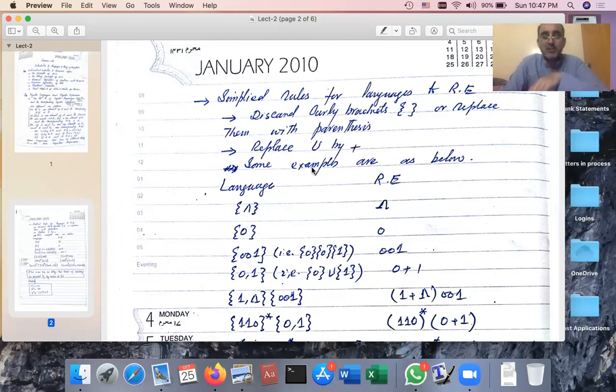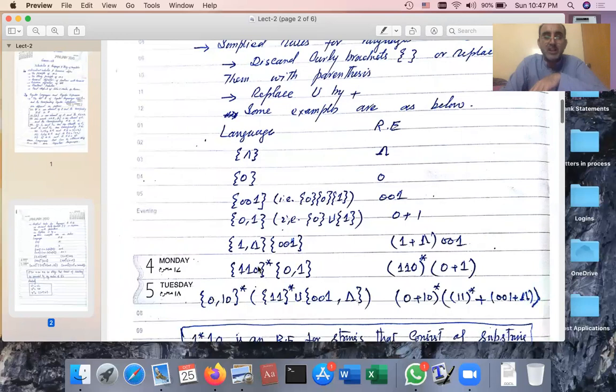For example, this is the column for languages and this is the column for their respective regular expressions. So if the language is like this, represented with curly brackets and has a symbol null here, then the regular expression is simply null with parentheses or without parentheses. And then if this is the language, language of zero, then you can simply represent it with 0 with parentheses or without parentheses.